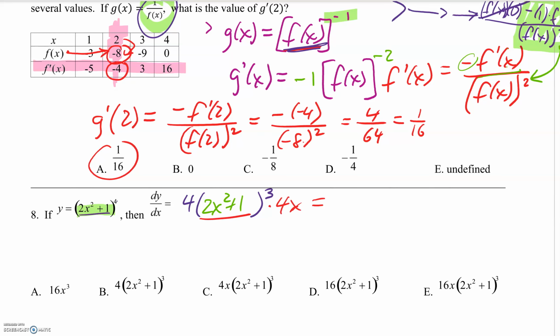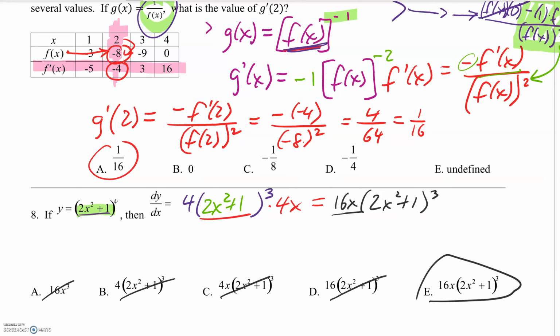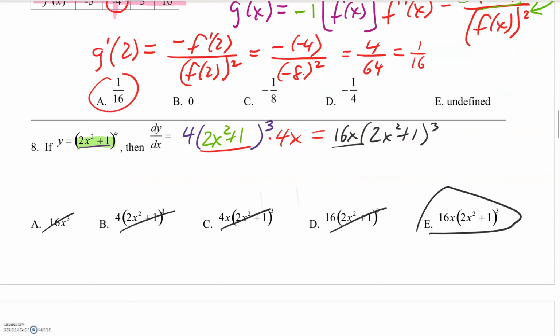And this is actually your answer, but let's rewrite it. We can put the 4x times the 4 out front. That would be 16x. And then we got the stuff to the third power. So we're looking for something with a 16x out front. And no, and no, and no, and no. And it looks like it's going to be E right here. All right, so that's it for that one. All right, moving on. Next question.